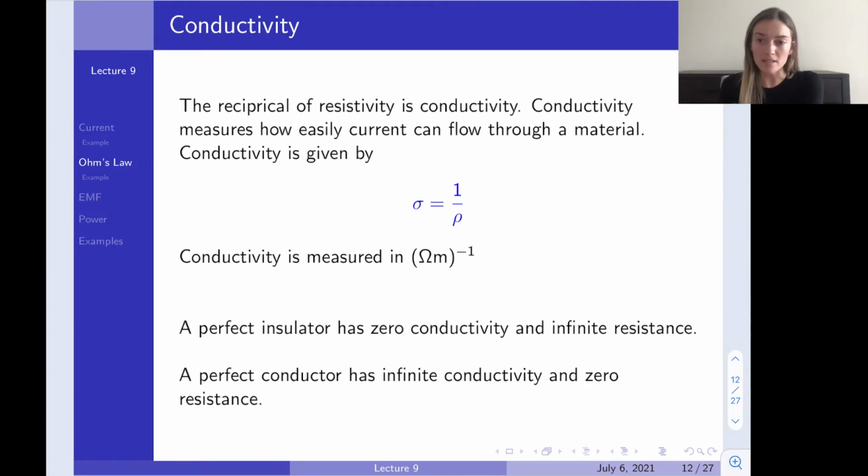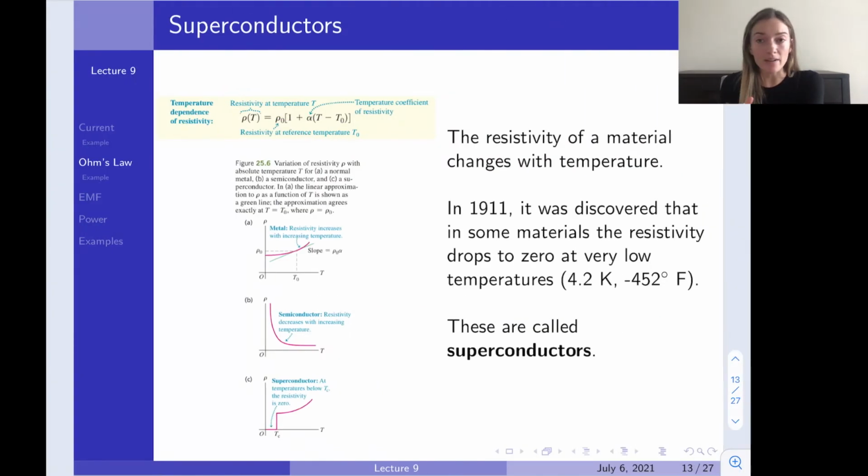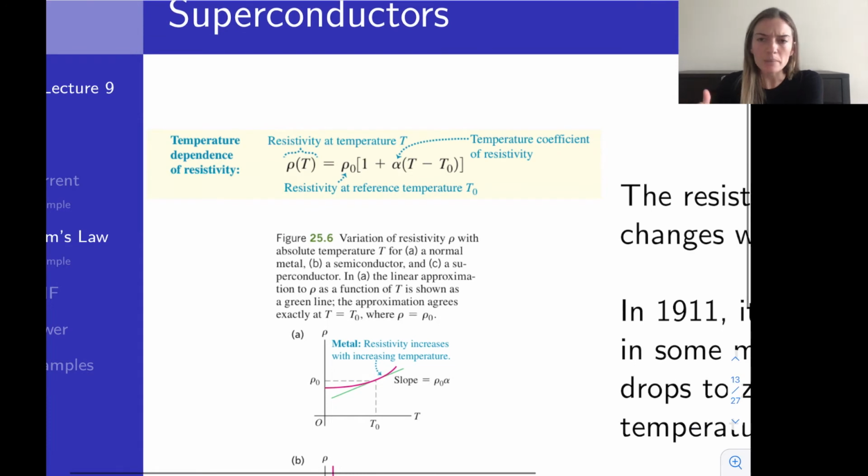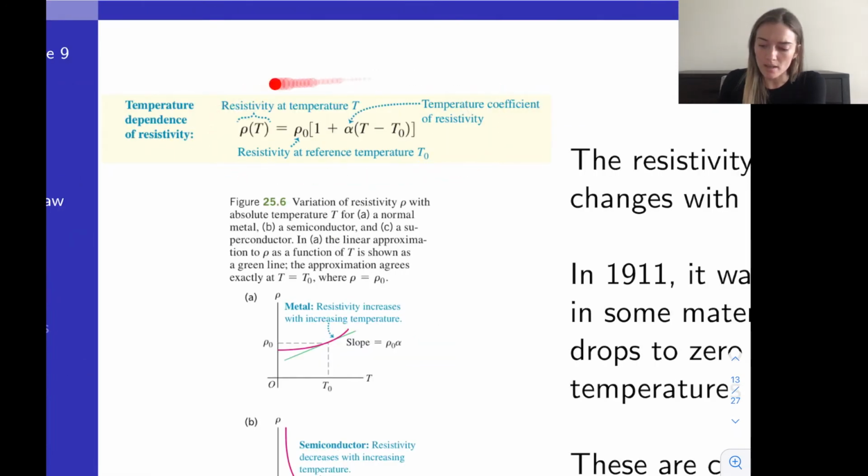Now, you might think that these are just limiting cases and we can never get a perfect conductor, but something very interesting happens at low temperatures to certain materials. So the resistivity generally for a material will change with the temperature. We're not going to be using this equation in any of our homeworks or exams, but just so that you see it, the resistivity does have a temperature dependence.